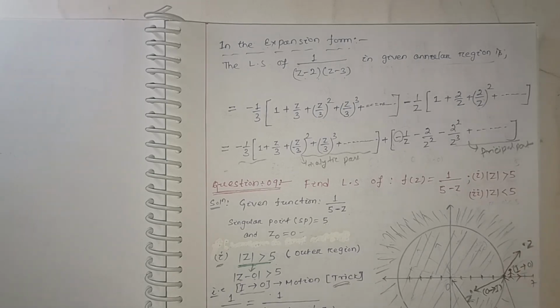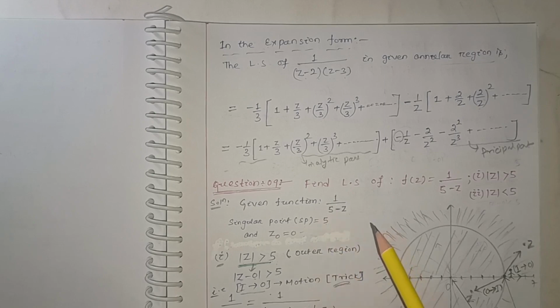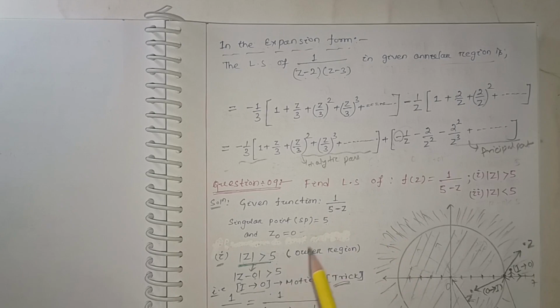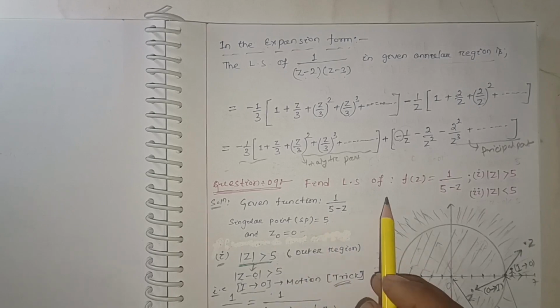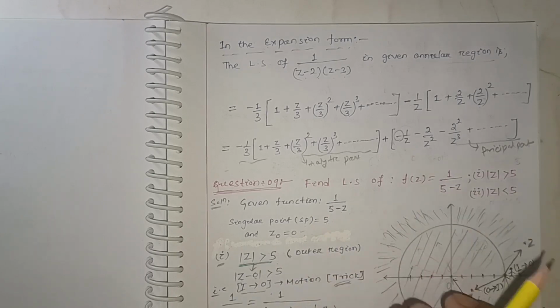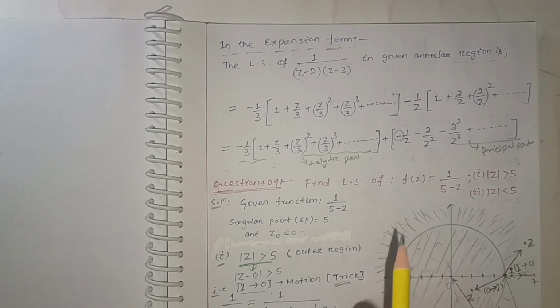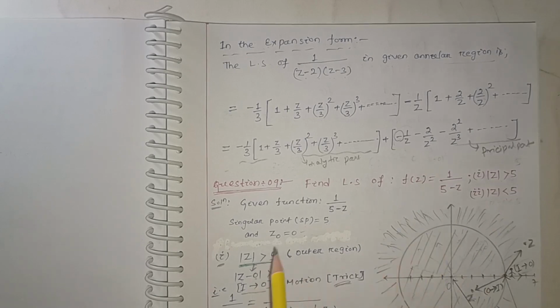Okay. So here you can see that the given function is your 1 by 5 minus z. And for this function, clearly z equal to 5 is the singular point. If I put z equal to 5, it will be 0, that means it could not be defined. So the singular point of this function is 5. As I told, if in the question it is not given about which point we have to find the Laurent series, then you have to consider that point as 0. So here z0 equal to 0.